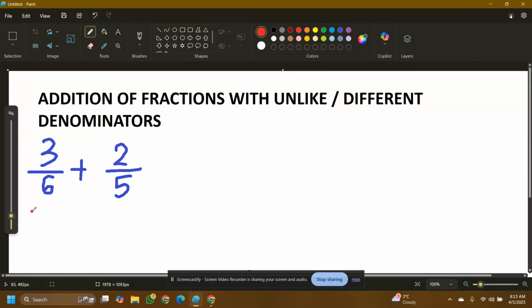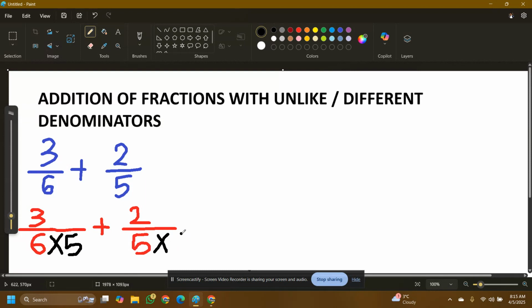So we need to think about certain things to make the denominators equal. How to do that? I'm going to write 3/6 plus 2/5. I'm leaving some space for a reason. I'm going to change this 6 into a number which can be equal to the other denominator. I multiply by 5 over here and I multiply by 6 over here. I'm multiplying both the fractions with the other denominator. So that makes it a 30 for both the denominators.